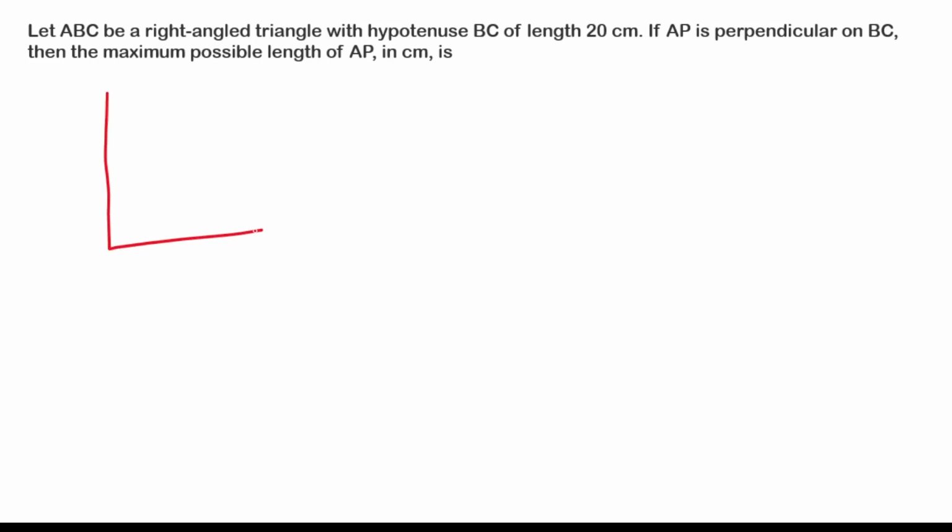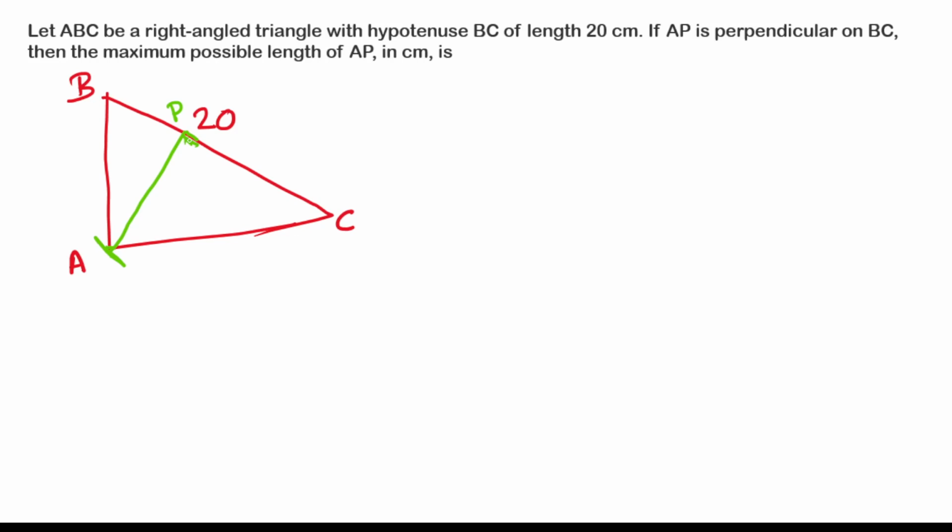So there is a right angle triangle, right angle at point A, right? And BC is the hypotenuse. Now what is being given is BC is 20 centimeter. Now what is being done is from point A a perpendicular is dropped, which touches the hypotenuse at point P, right? Now what is being asked is what is the maximum length that this perpendicular AP can take.